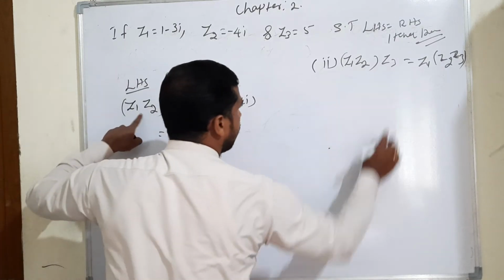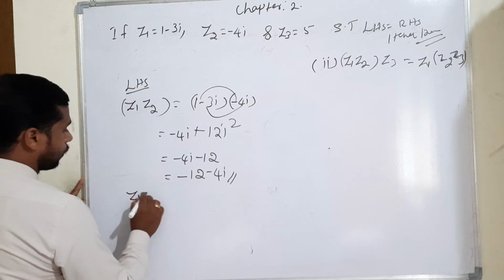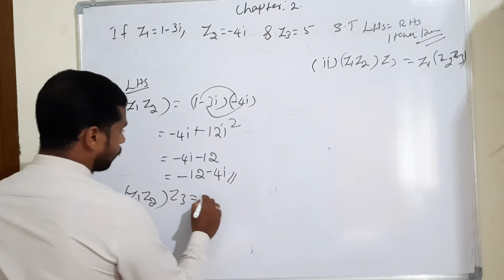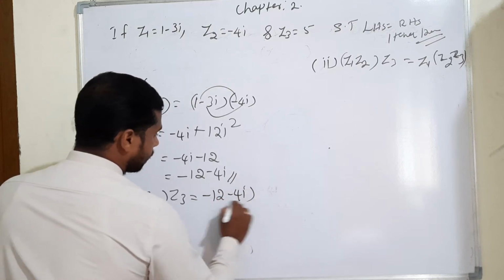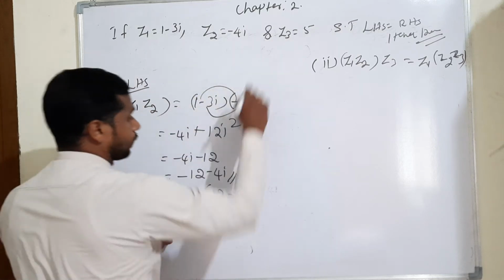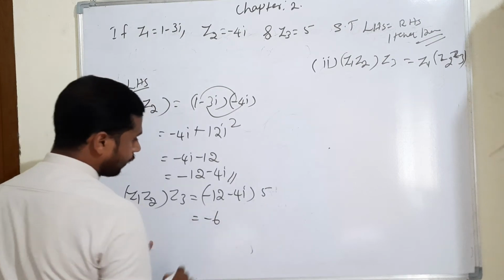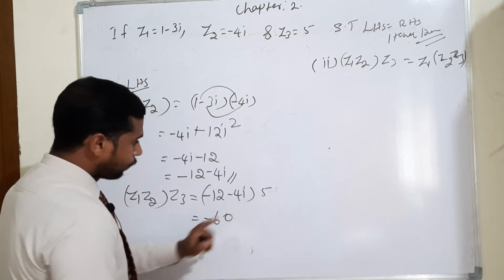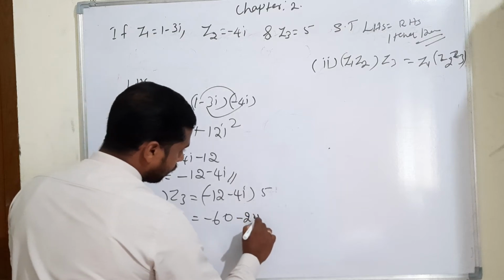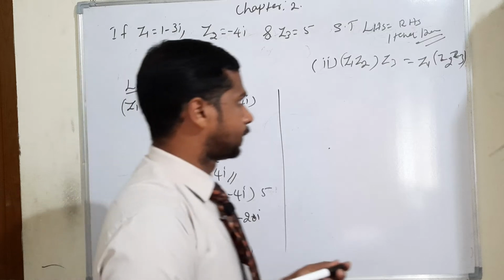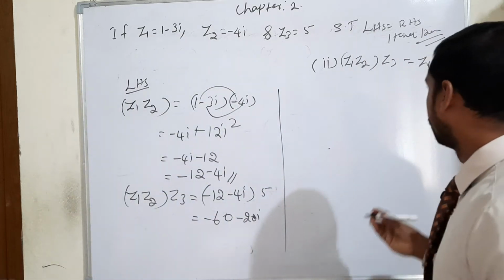This is z1 into z2, but we need z3 also. So z1 into z2, then z3: minus 12 minus 4i, then into z3, 5. So minus 12 into 5, minus 60, again 5 into 4, 20. So minus 20i. Okay, this is LHS. Moving to RHS. What is RHS?